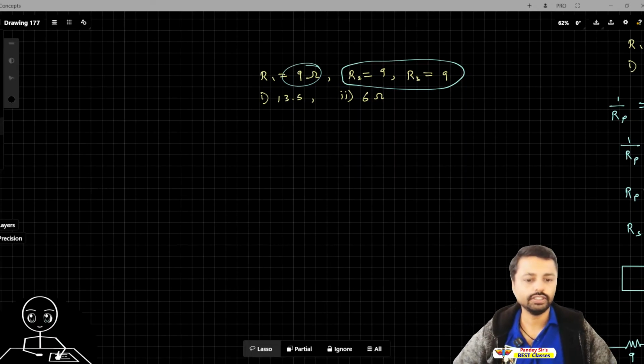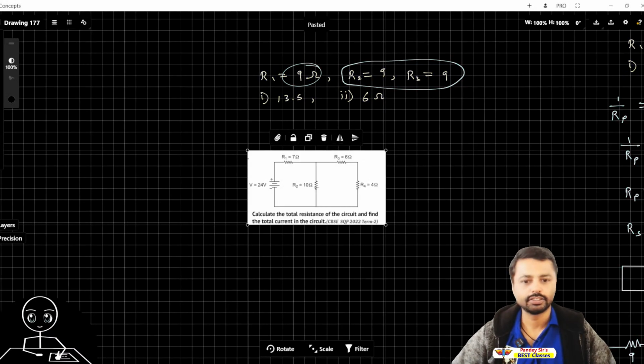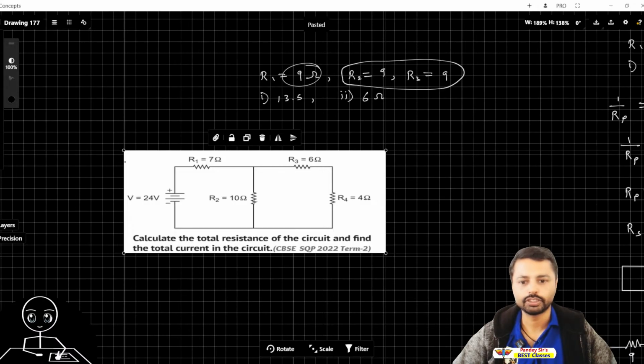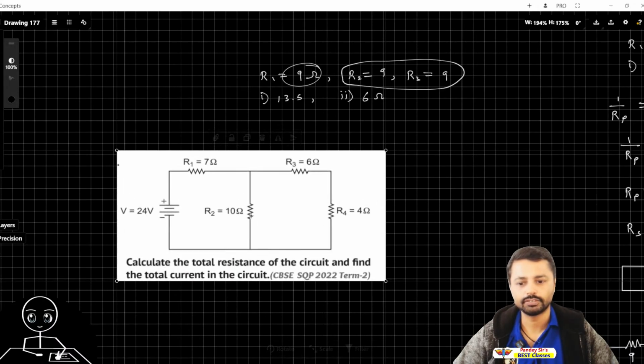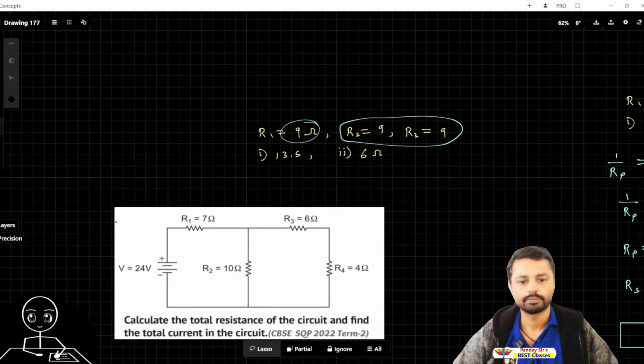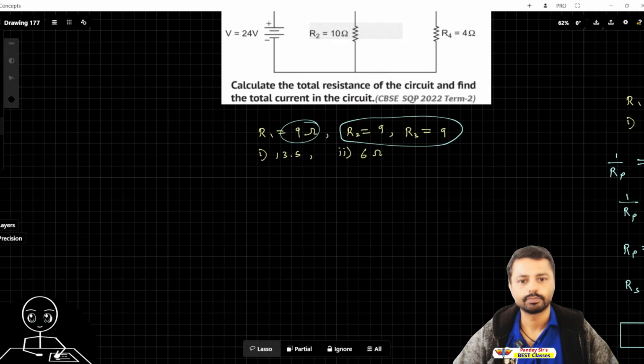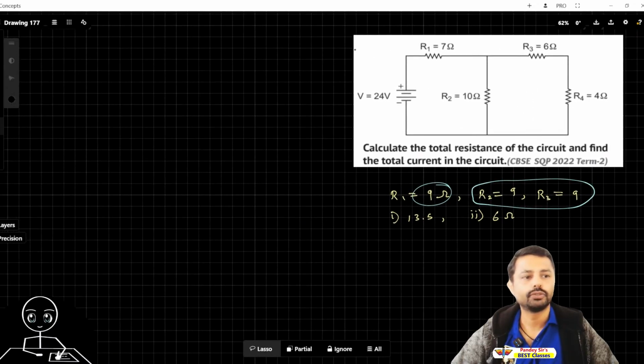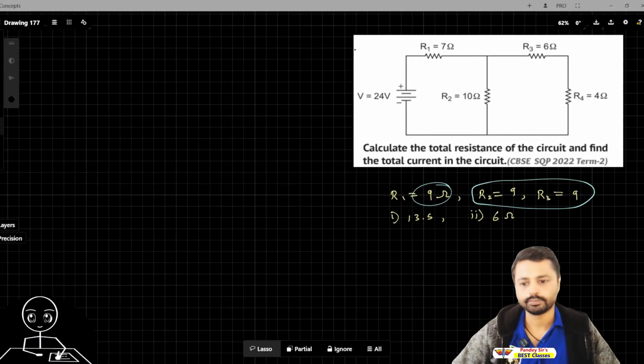Till we are doing this one, you have to try another one. It's a challenge, and let's see if you can do it. But this one could be even tougher. Don't bother, just try, and I will anyway reveal the answer. So 2022, it was asked by CBSE in their sample question paper. Try this one. And I'm going to do that for 6 ohm.